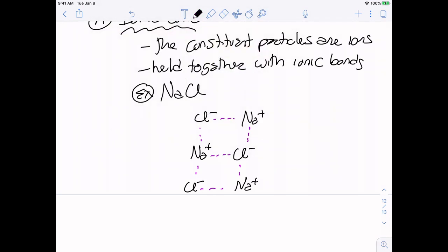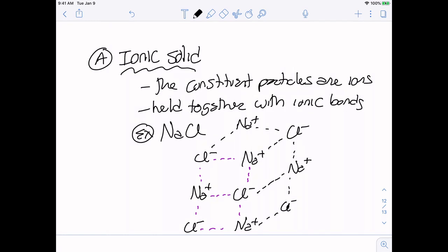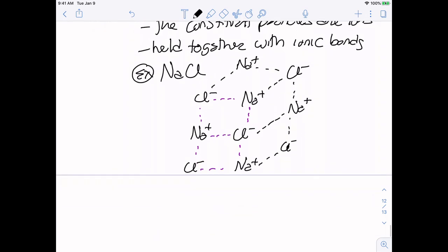We could go back to a chlorine here. We could have a sodium over here. And those guys are attracted to each other. I got lazy on you, didn't switch colors, but all of those dotted lines that I'm drawing are ionic bonds. So each ion is surrounded by ionic bonds. So an ionic solid is made up of ions held together with ionic bonds. An example would be an ionic compound. Our second one are molecular solids.